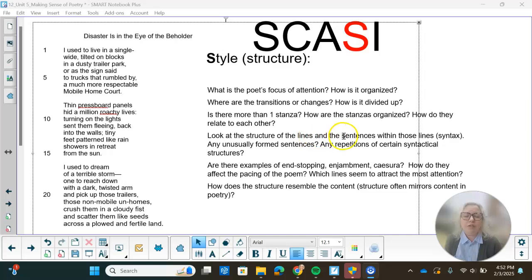How about the structure of the lines and the sentences? Well, we do have some interesting structures.